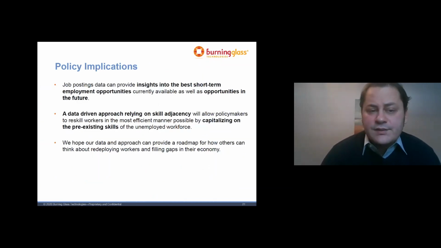So to summarize, one of the things that we wanted to show is that online job postings can provide insight into the best short-term employment opportunities, but also opportunities in the future. But the most important point we wanted to make with this report is that you can and you should use a data-driven approach that relies on skill adjacencies, because this allows policymakers to reskill workers in the most efficient way. That way they capitalize not on moving people to something completely different, but on the pre-existing skills of the unemployed workers.